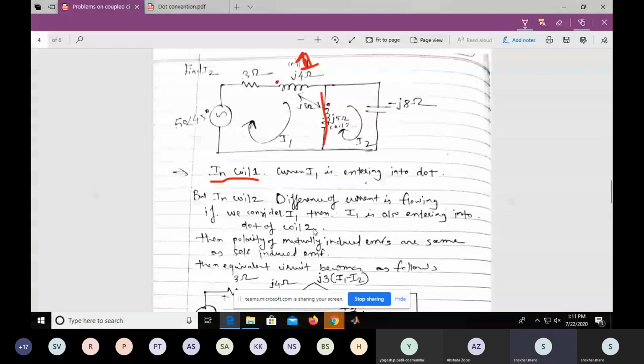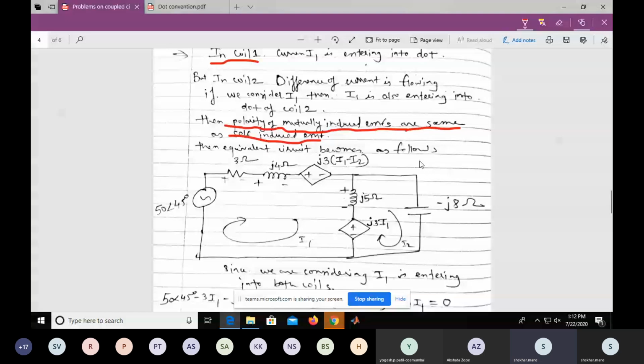So if we consider I1, then I1 is entering the dot of coil 1 and coil 2 also. Then the polarity of the mutually induced EMF is the same as that of the self-induced EMF, because we are considering both the currents entering the dot. Then your equivalent circuit becomes as follows.